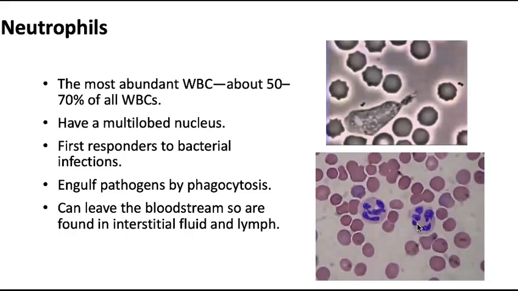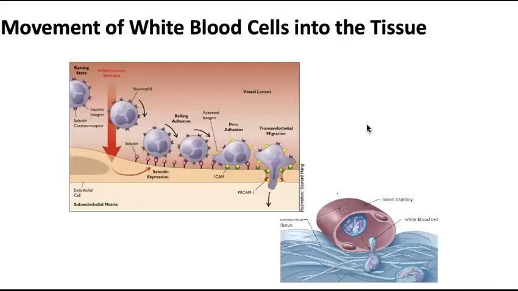They make up about 50 to 70% of all of our white blood cells, and they're going to be the first responders to bacterial infections. They engulf pathogens through phagocytosis, or cell eating, and they can leave the bloodstream so that they can be found in interstitial fluid and our lymph. And here you can see one of those neutrophils going through the process of phagocytosis.